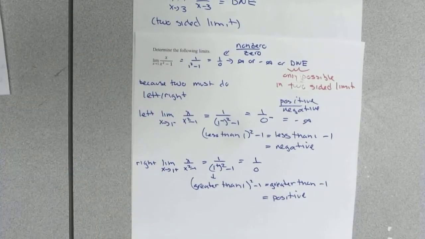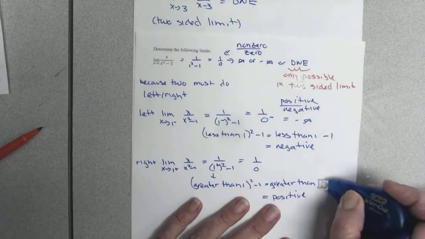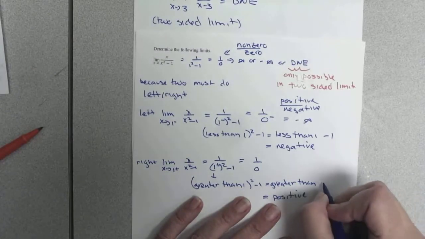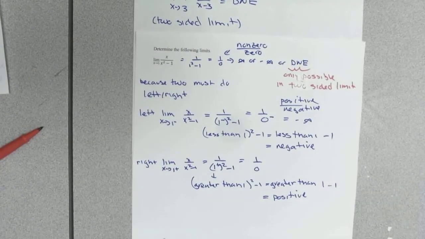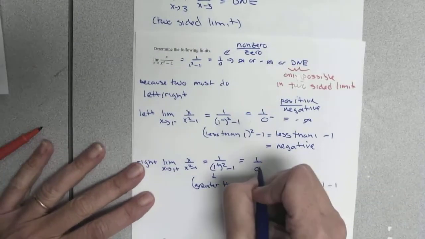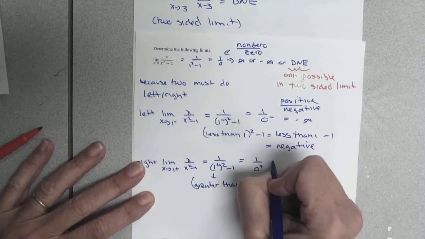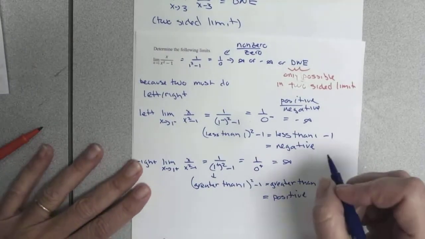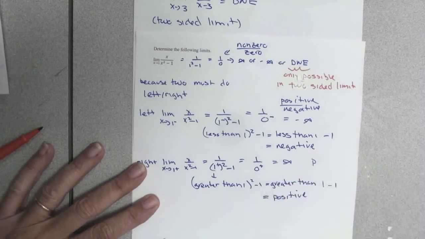And you don't have to write that down. That's my thought process. And again, if you can't just reason out, pick a number. 1.1 squared is 1.21. 1.21 minus 1 is 0.21, which is positive. And so this turns out to be positive. Again, we have a positive over a positive, so we have infinity.